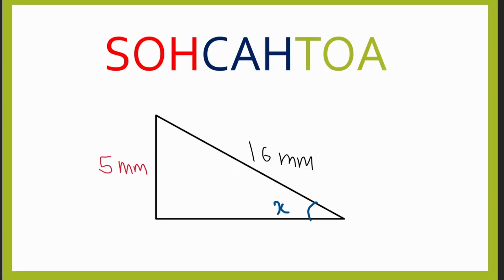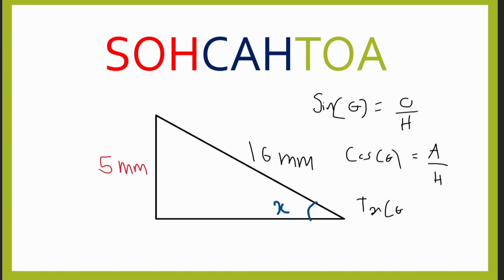Firstly, we have SOHCAHTOA. Now, this is just a short way to remember it, but what it actually is: sine of theta equals opposite over hypotenuse, cosine of theta, where theta is just whatever the angle is, so I can name this theta, equals adjacent over hypotenuse, and tan theta equals opposite over adjacent.